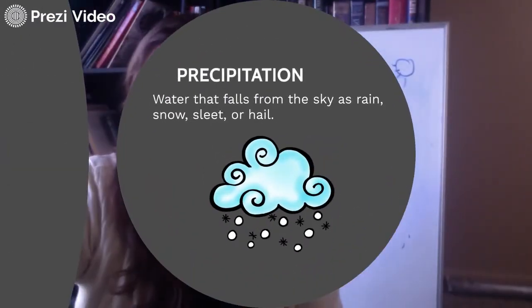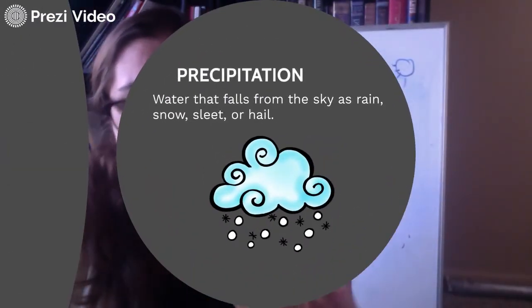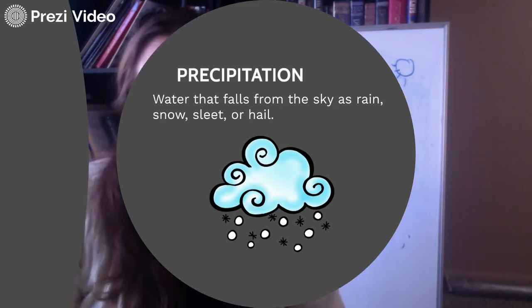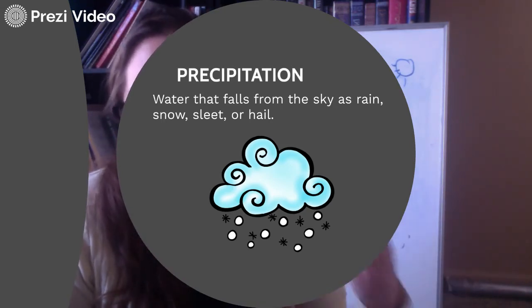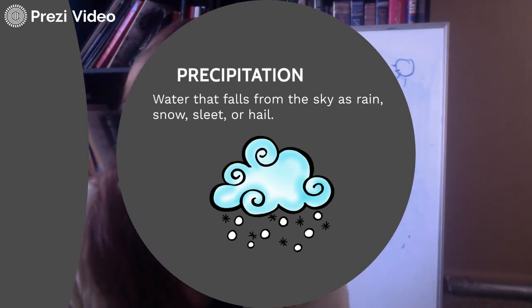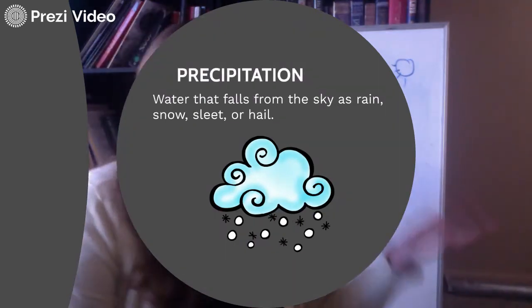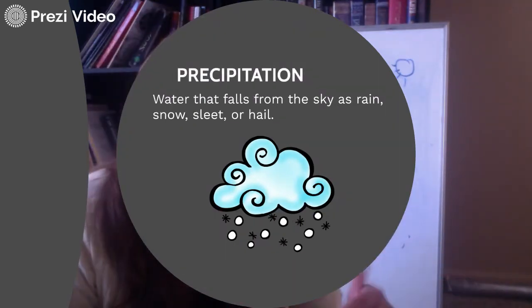So precipitation is water that falls from the sky as rain, snow, sleet, or hail. Sometimes people think about precipitation as just being rain because that's how we see it most, and that's how it's mostly sent to us on the news and on like the Weather Channel and stuff like that. But it also includes these more rare forms of precipitation: snow, sleet, or hail.